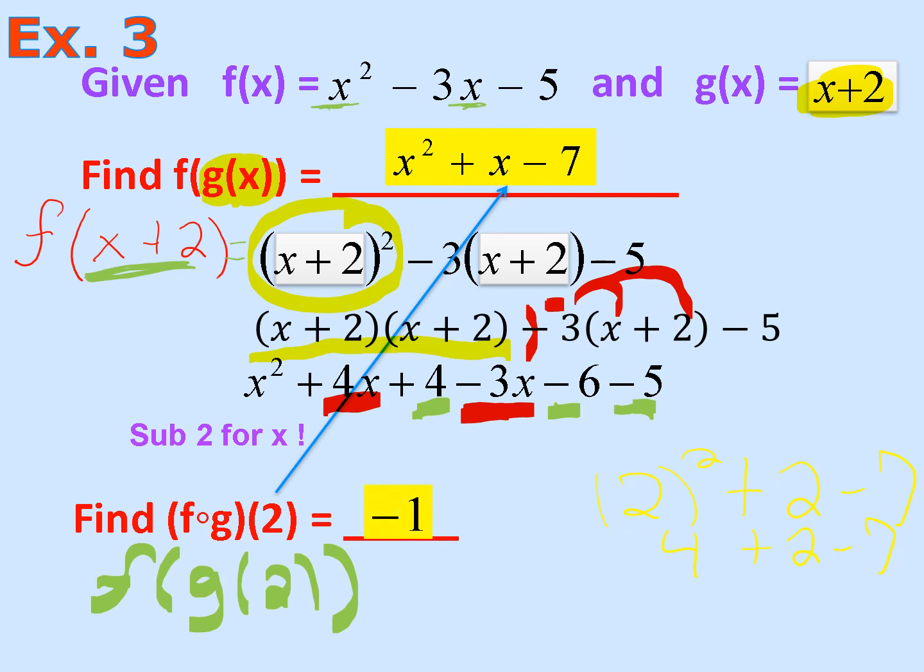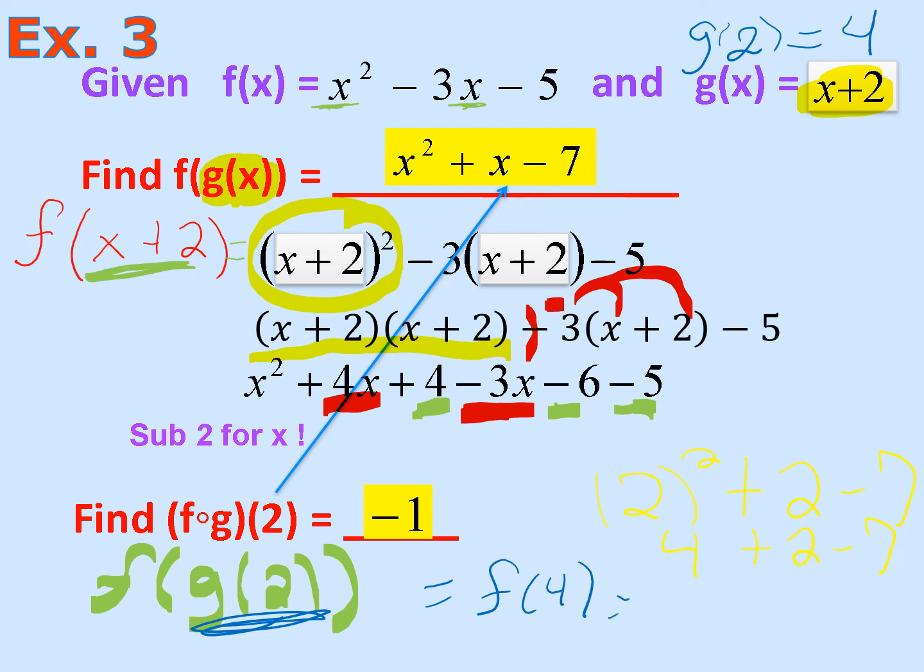Now, if they hadn't asked you to find the composition of functions first, you could have gone up here and said, okay, I need to figure out g of 2 first. So g of 2 equals 2 plus 2, which is 4. So this is equivalent to f of 4 because g of 2 equals 4.